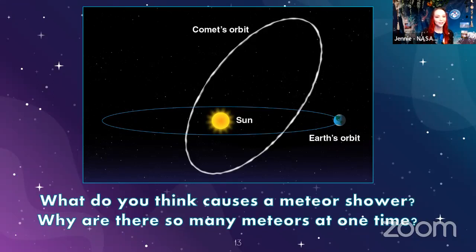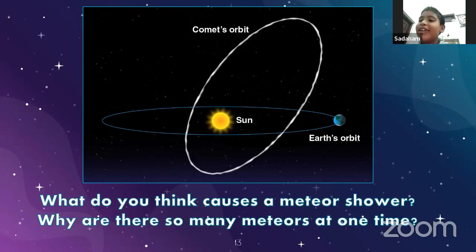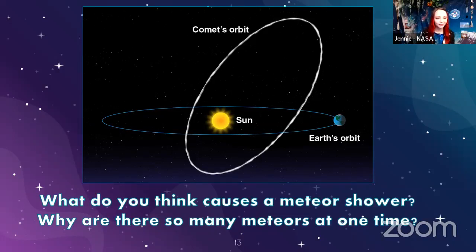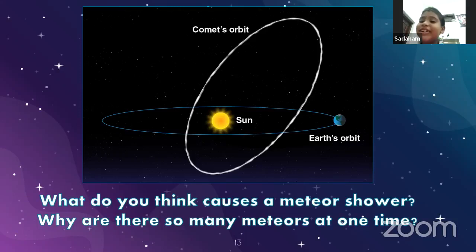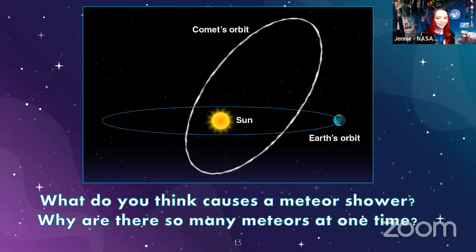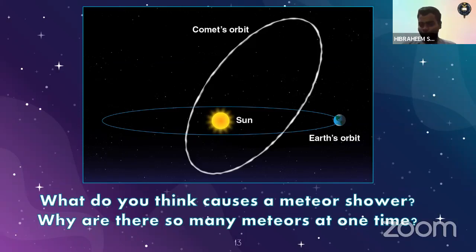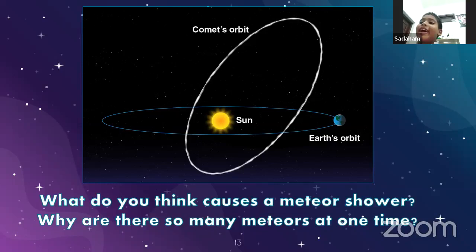Feel free if you also have a question. I see another hand raised. Student: When the comet goes too far from the Kuiper belt, it dies. When it goes too far from the Kuiper belt? Yes. Could you repeat the question again? What happens if the comet goes too far from the Kuiper belt?